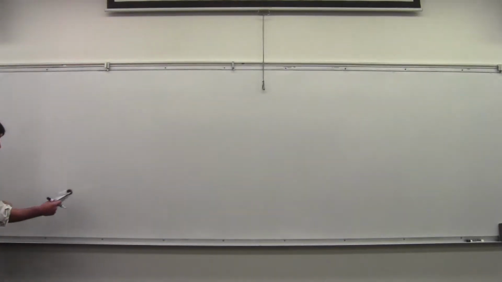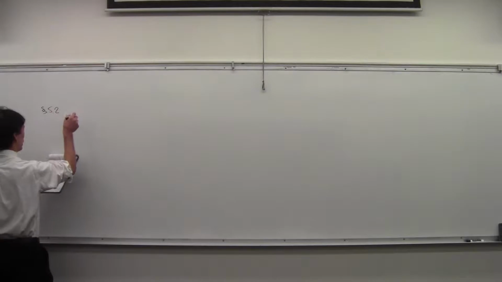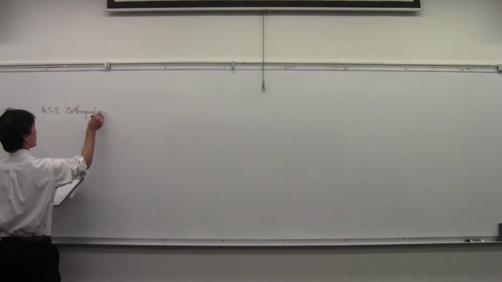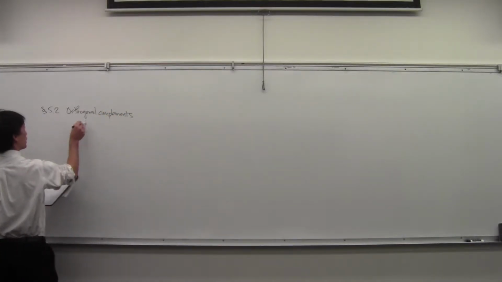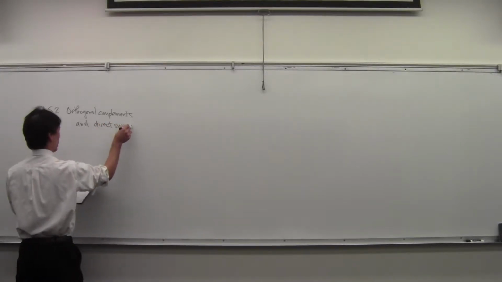Okay, so today we're going to do section 5.2. Title is Orthogonal Complements and Direct Sums in Rn.